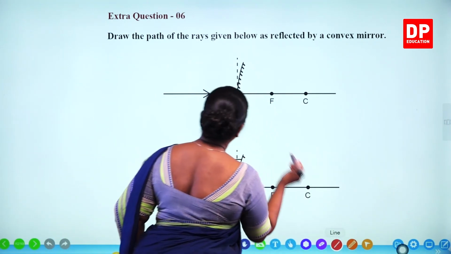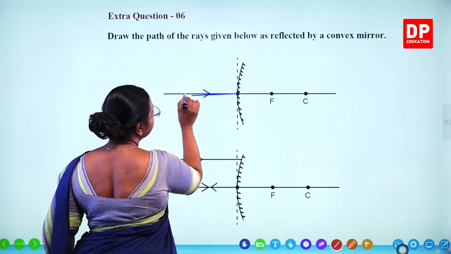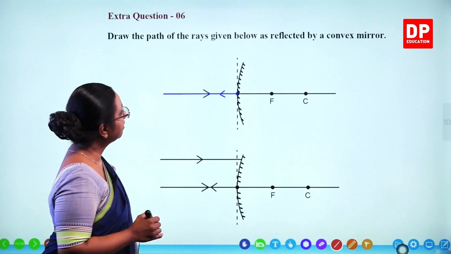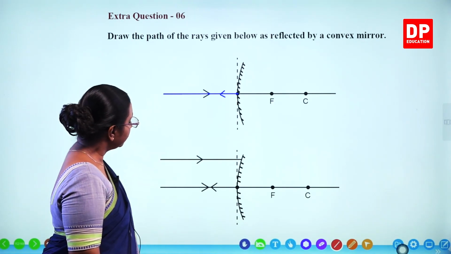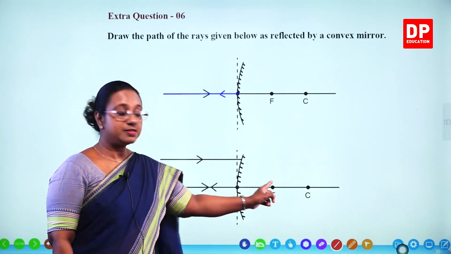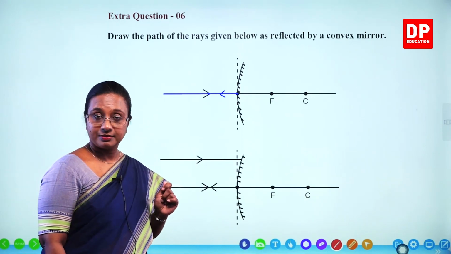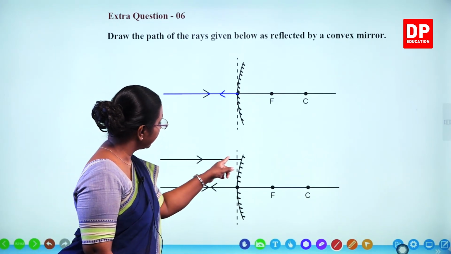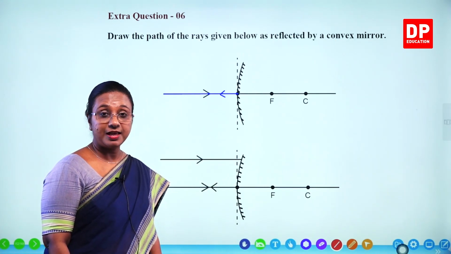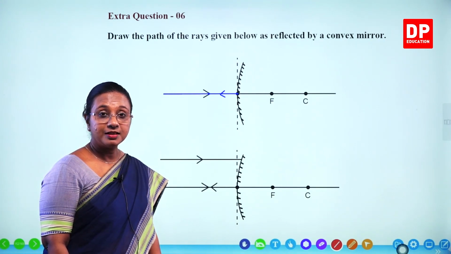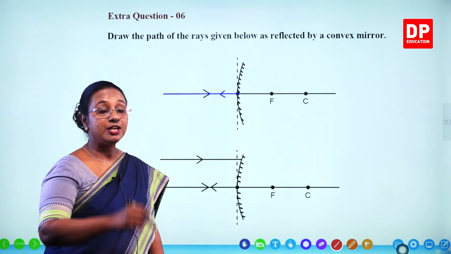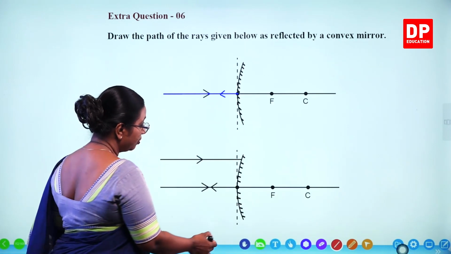I can use a different color again to show that it reflects in the same path. So this is what happens to that ray. The next one. Here they have shown the ray coming along the principal axis, reflecting back through the same axis, and the ray that is coming towards the mirror. How does that reflect? It reflects away or diverges away from the mirror, so that when you extrapolate the ray, it will go through F.